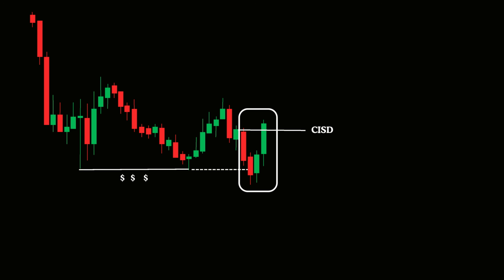This liquidity event acts as a catalyst, allowing smart money to reverse direction with sufficient momentum. A CISD that follows such a sweep is much more likely to play out, as the market has already cleared out one side of the order book.